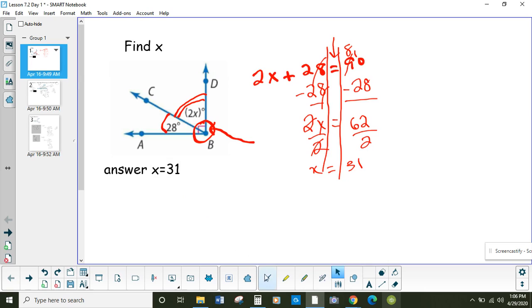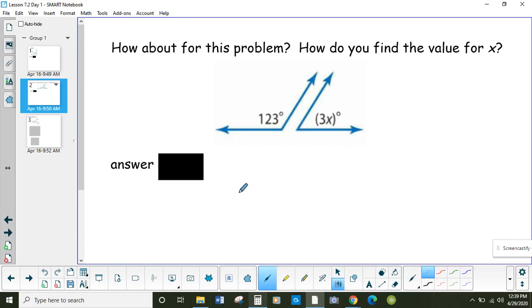Now, that doesn't mean this angle right here is 31 degrees. It means it's 2 times x, or 2 times 31. So this angle down here is actually 62 degrees. And if this one's 62 and this one's 28, together they should add up to 90. And since they do, it means we did it right. We just talked about complementary angles.